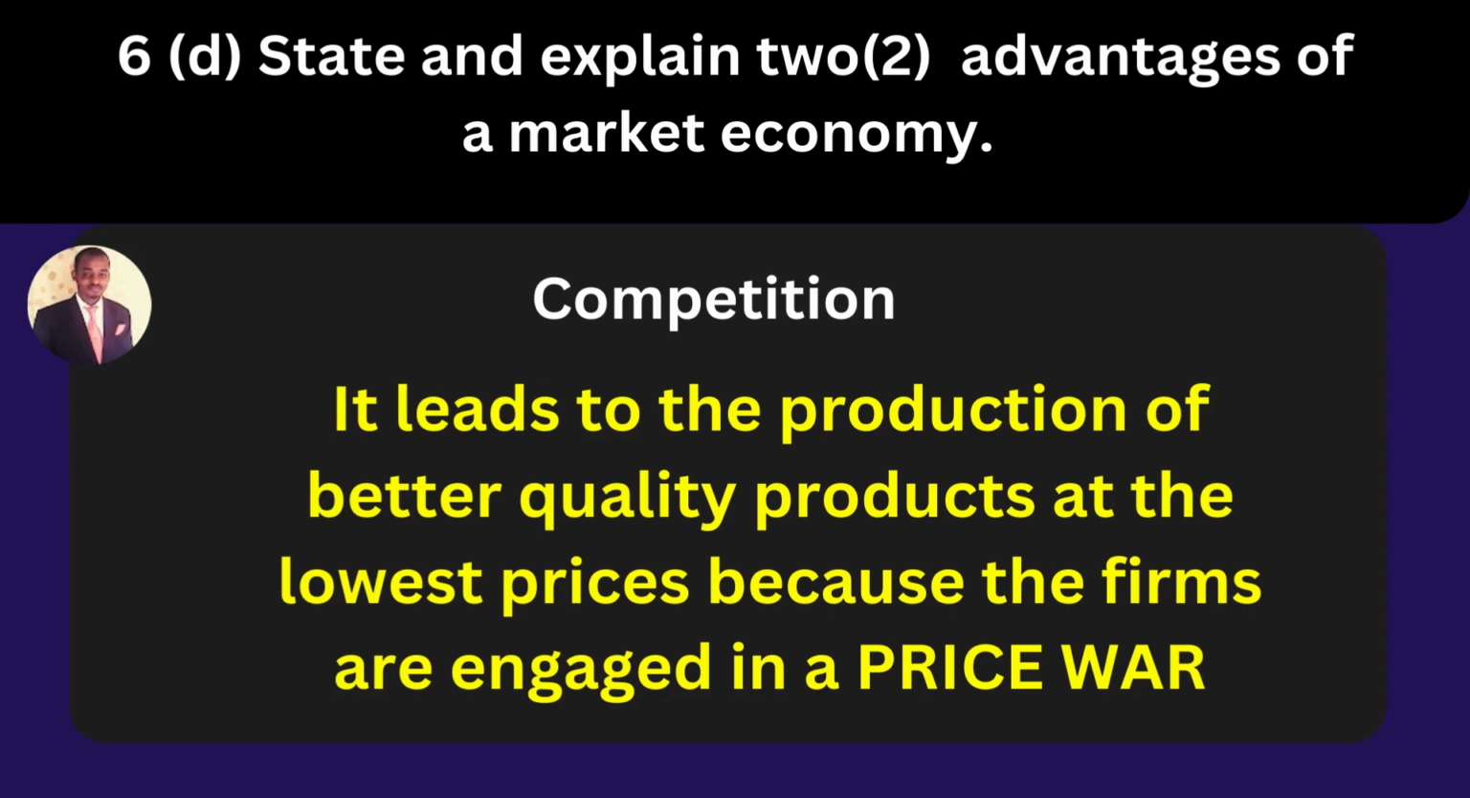The second one is competition. We talked about the first one, which was consumer sovereignty. Competition leads to the production of better quality products at the lowest prices because the firms are engaged in a price war. Because of competition, prices will go down and the products are going to be of quality, because firms are trying to see who will have the better price to win over the market. Those are some of the advantages of a market economy.